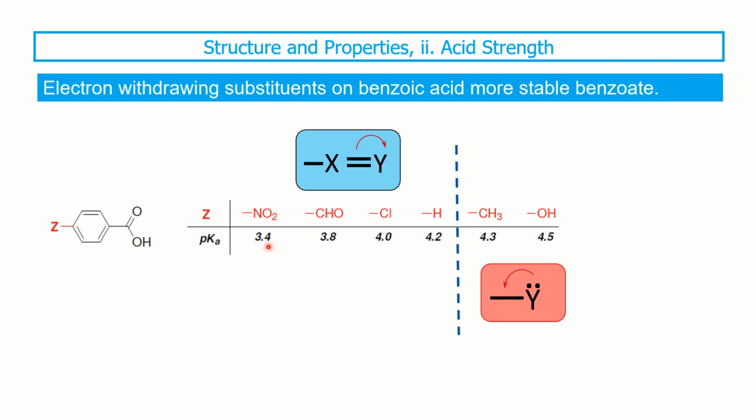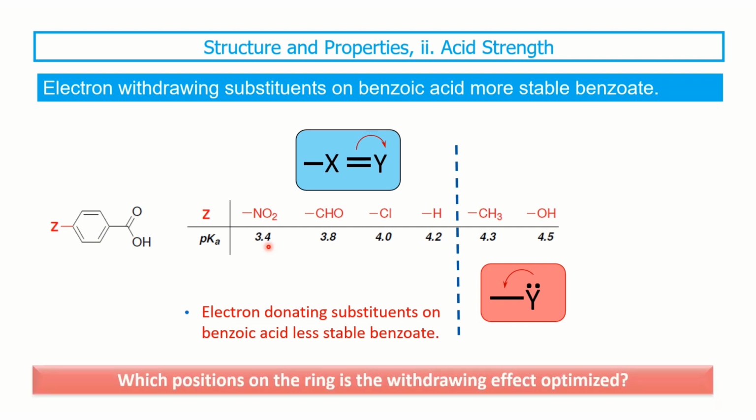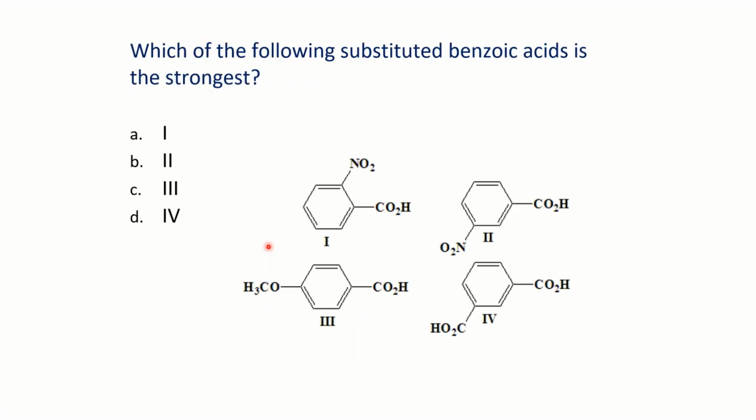The question is, what position do you think the electron withdrawing group should be placed in to optimize its effects? We can ask a question like this, for example: which of the following substituted benzoic acids is the strongest? And that will give you an answer. We can discuss this in class. Let's pause right here so you can work it out and make your notes, and we'll talk about it then.